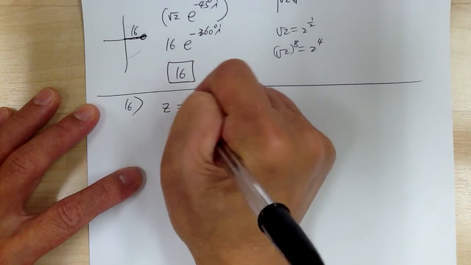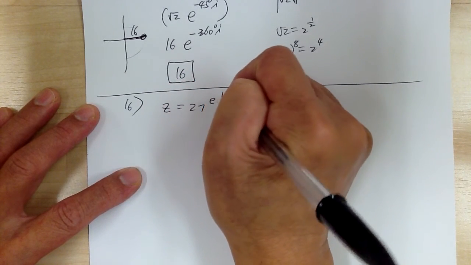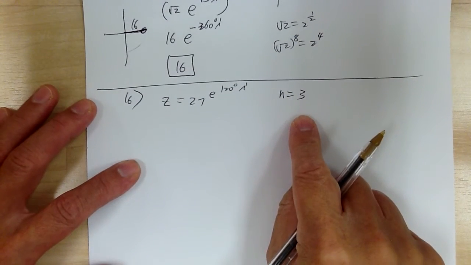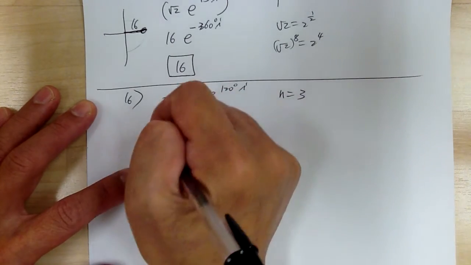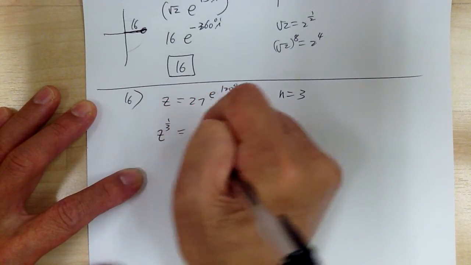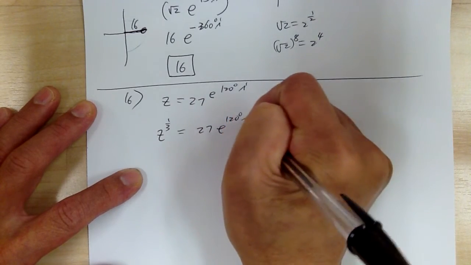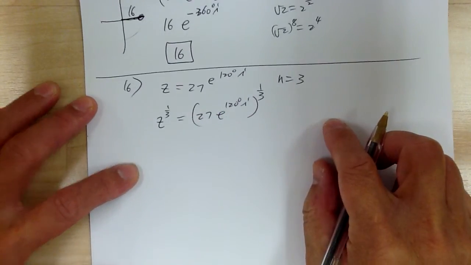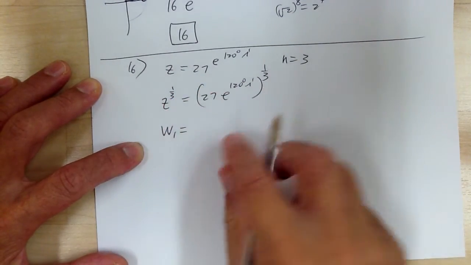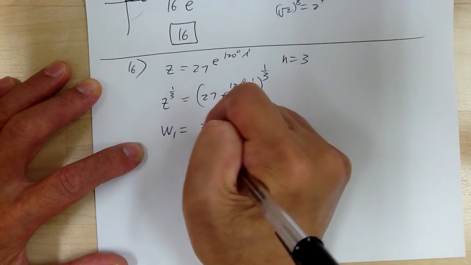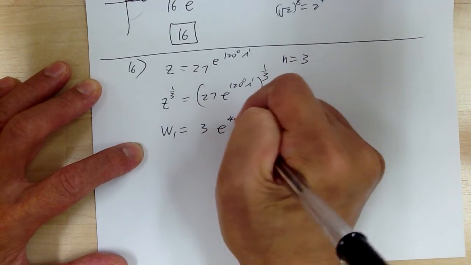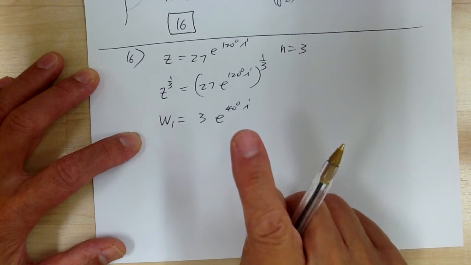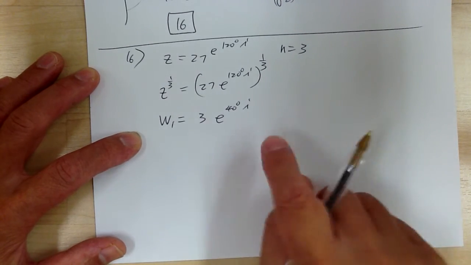You have z equal to 27 e to the 120 degrees i, and n equal to 3. So n equal to 3 means you're looking for the cube root. So z to the 1/3 power will equal 27 e to the 120 degrees i, to the 1/3 power. Again, n equal to 3 means you're looking for the 1/3 power, and you're going to get 3 answers. So for the first answer, the cube root gives you 3. And this one you multiply, you get 40 degrees i. Since there are 3 answers, each one will be 120 degrees apart, right? 360 degrees divided by 3 answers, you get 120.